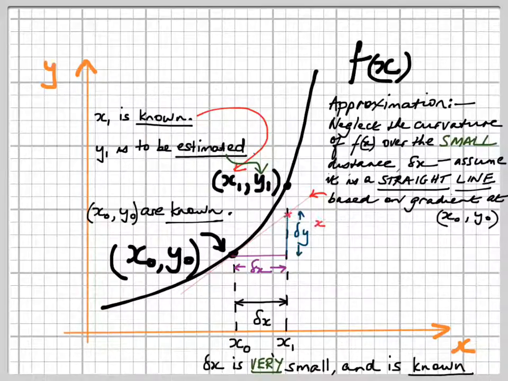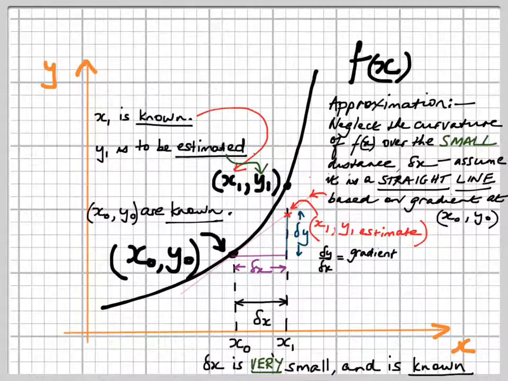Okay? So I've just marked it in there in red, that is x1 and y1. Well, x1 is known, but y1 is an estimate, okay? And that's what this whole confusing mess is about, okay? It's very simple, isn't it, really? Okay, so let's just put it into some maths.